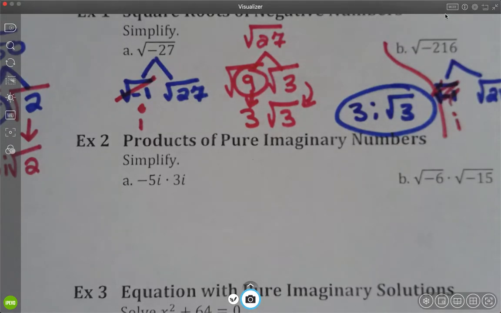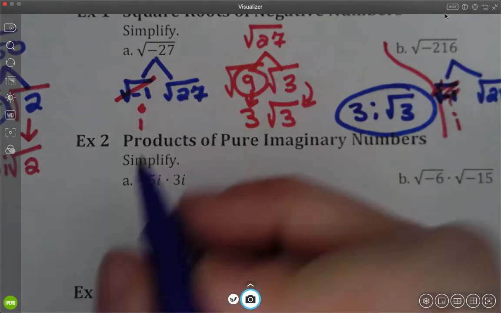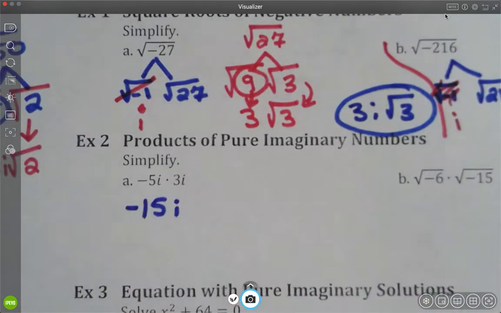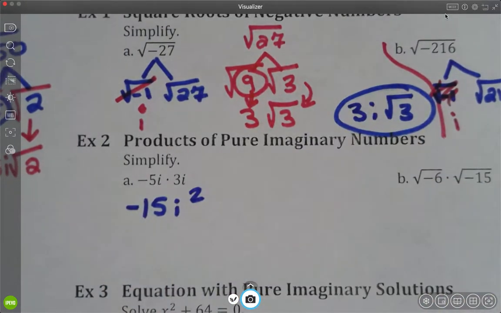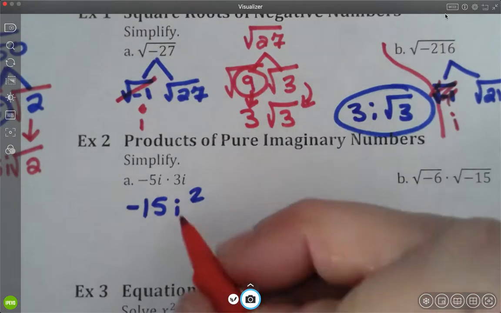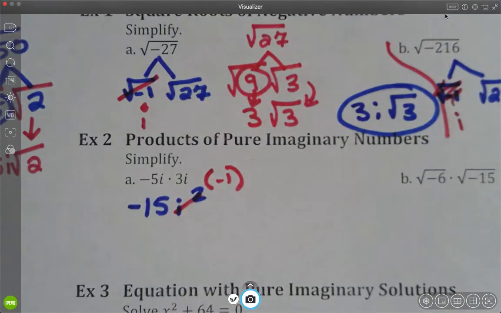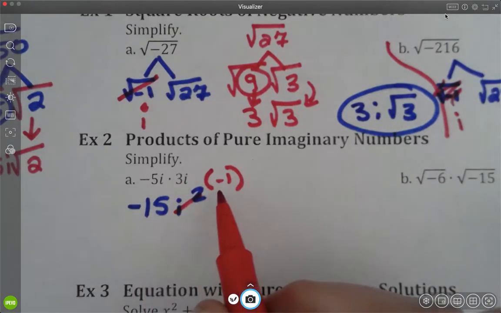So A, simplify products of pure imaginary numbers. This one's not bad. Negative 5i times 3i is negative 15i squared, right? Is that actually right? Almost, yeah, that's actually right. Negative 5 times 3 is negative 15, and i times i is i squared. Now, what is i squared equal to? Negative 1. So negative 15 times negative 1 is 15. Done.